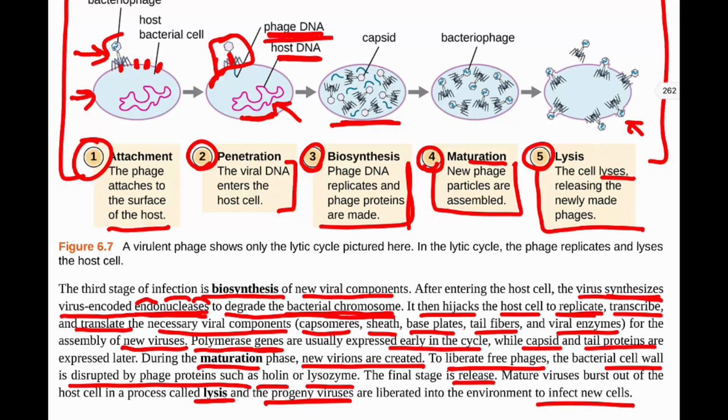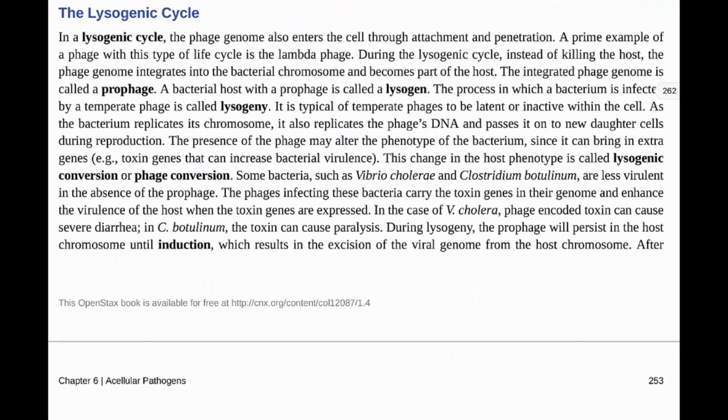Okay, now what we're going to do is take a look at the other cycle, which is the lysogenic cycle. In the lysogenic cycle, we still see that this phage genome is going to enter the cell through those first 2 parts. The attachment, it's going to attach to a particular protein that it recognizes. Remember, it has a host range, so it'll attach to a specific protein, and then penetration, so it'll still stick that sheath part like a hypodermic needle in there and inject its DNA. An example of this is the lambda phage.